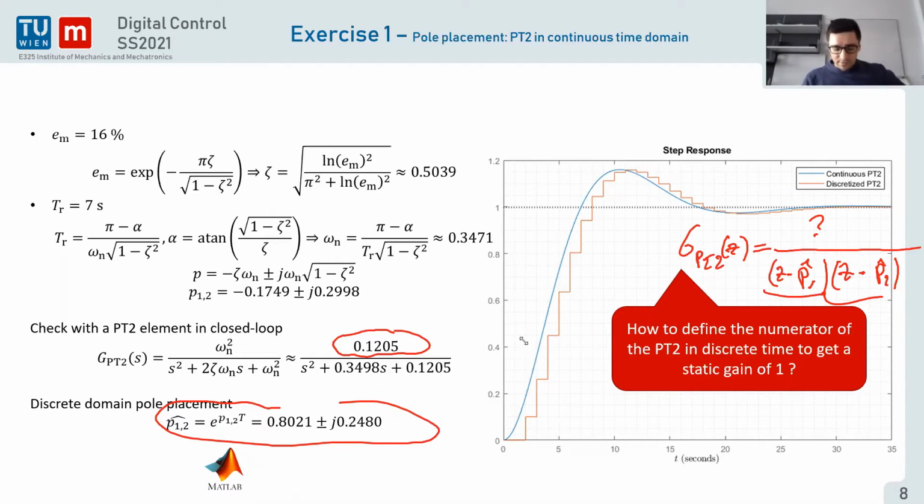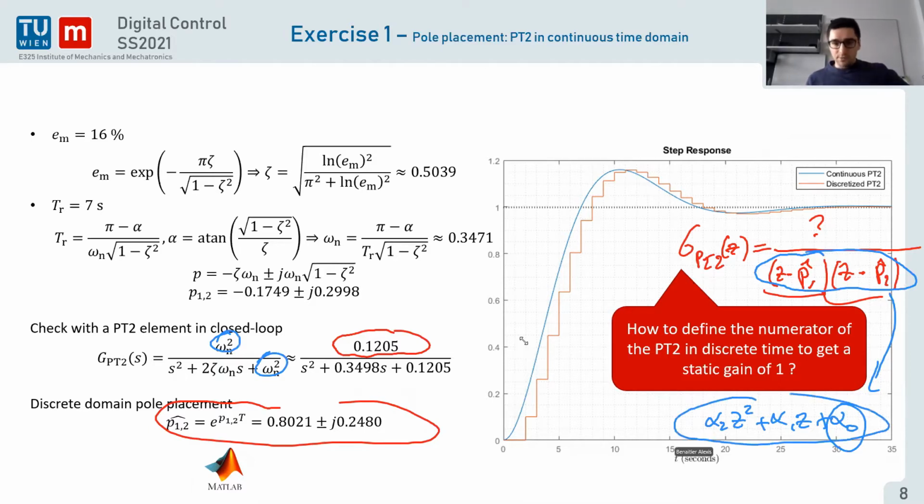So it means that the denominator is a second order polynomial, let's call it alpha 2 z squared plus alpha 1 z plus alpha 0, and I just take the sum of alpha 2, alpha 1, and alpha 0. The next proposition is to take the last coefficient of the discrete PT2 denominator, only alpha 0. And the last proposition is to use the value of the discrete PT2 denominator at Z equals 0. So I just take the value when I plug in Z equals 0.